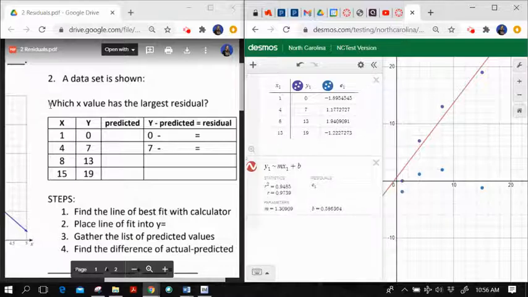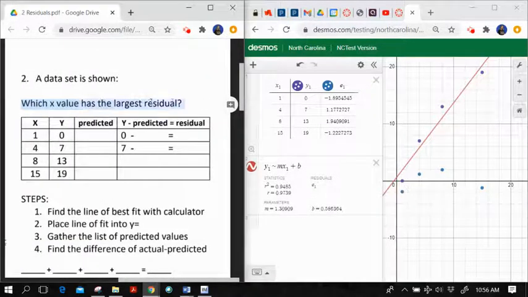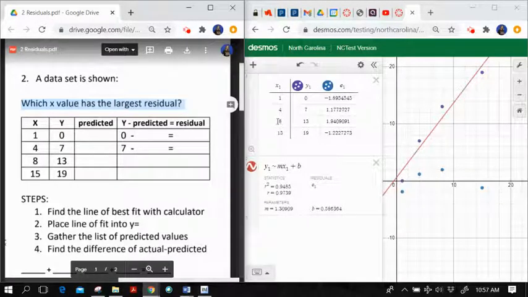And don't forget about the actual question over here. It said which x value has the largest residual. So my x value is 8. And so that is the answer to number 2, is 8.